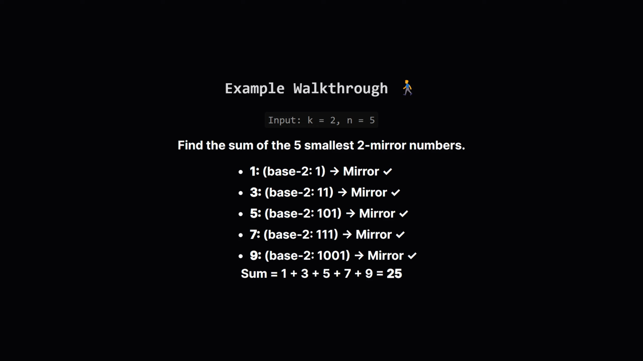How about 2? In base 10, it's a palindrome. But in base 2, it's 10. That's not a palindrome. So 2 is out. Okay, let's try 3. In base 10, it's a palindrome. In base 2, it's 11. Hey, that's a palindrome too, so 3 is our second number. If we keep doing this, we'll eventually find that 1, 3, 5, 7, and 9 are our 5 smallest two-mirror numbers. Adding them up gives us 25.